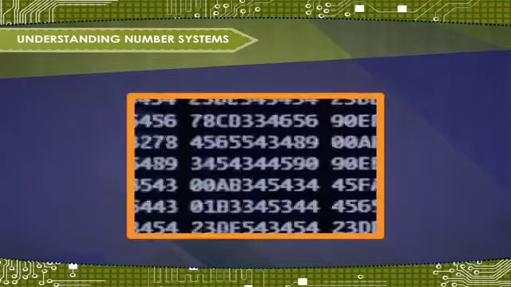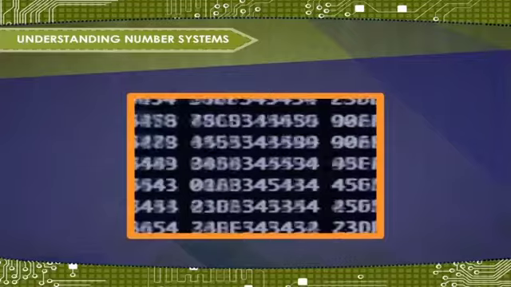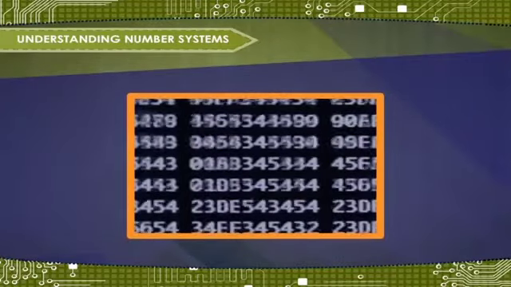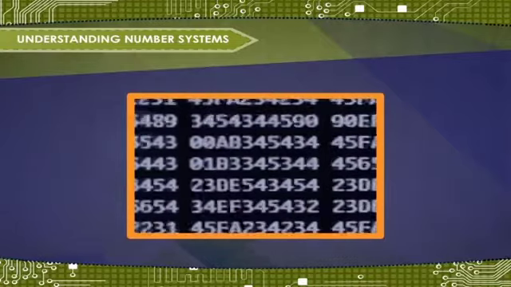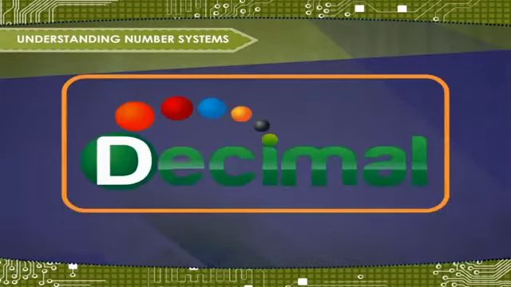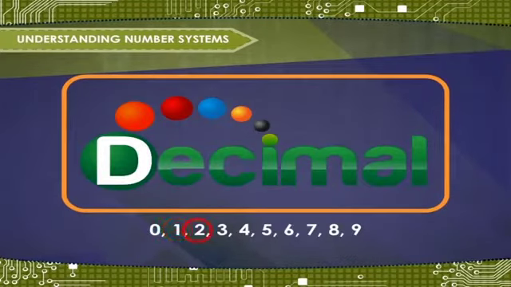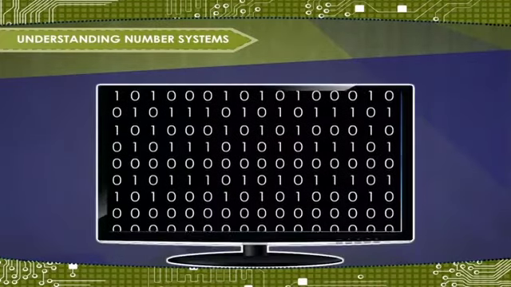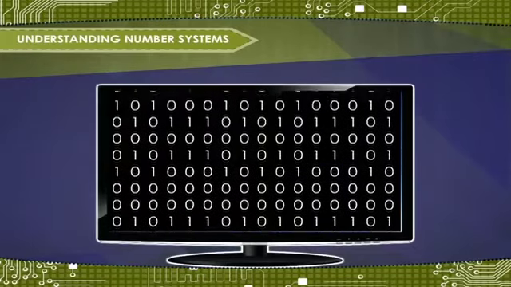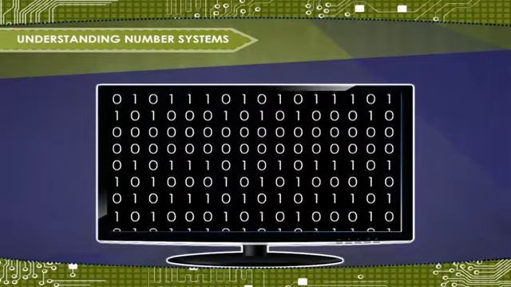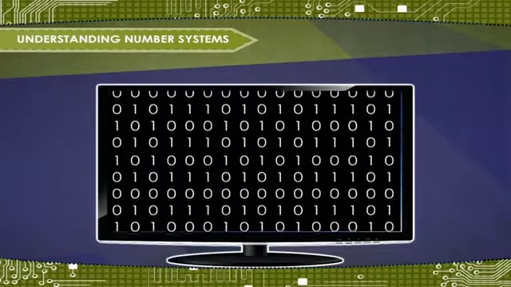Understanding number systems. A number can be represented with different base values. The base of any number system is determined by the number of digits in the system. You are familiar with the decimal numbers. In the decimal number system, there are 10 different numbers: 0, 1, 2, 3, 4, 5, 6, 7, 8, 9. Hence, the base is 10. A computer uses a binary number system, which can have only two values, 0 and 1. Hence, the base is 2.